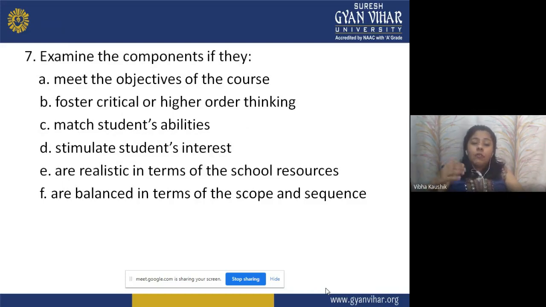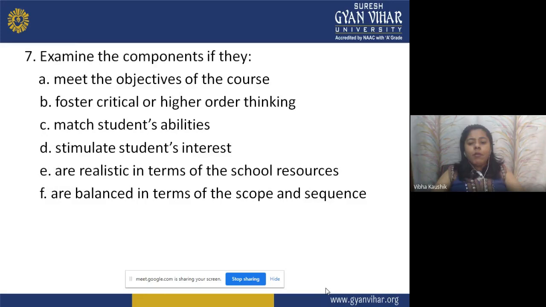Stimulate student interest, whether they will encourage the student interest in that particular content or course or not. Are realistic in terms of school resources. No, whether my instructional planning is designed in such a way that I as a teacher will be able to use the maximum number of school resources. For example, I have decided to use an overhead projector for the teaching learning process of that particular topic, but in my school there is no overhead projector, so I have to decide in real terms whether that resource is available in the school or not.